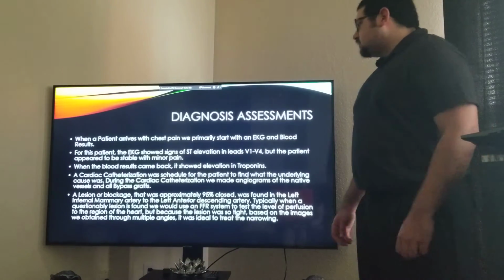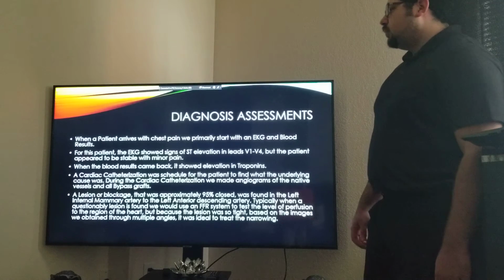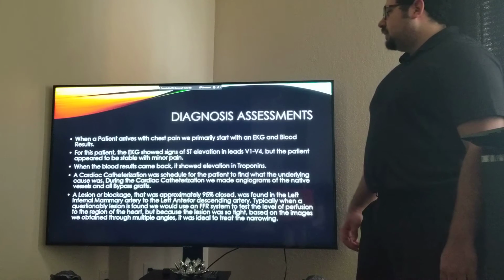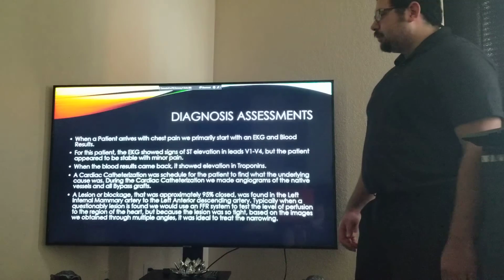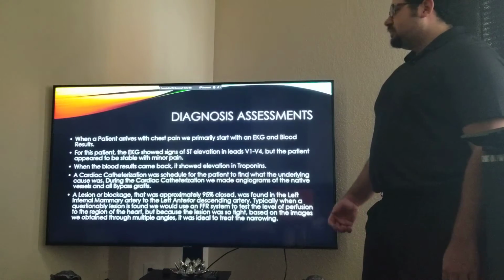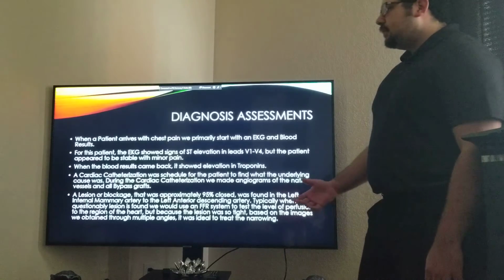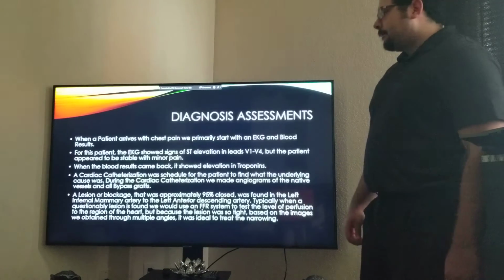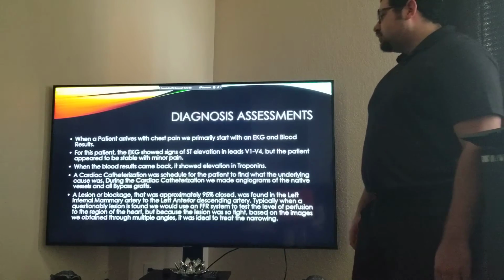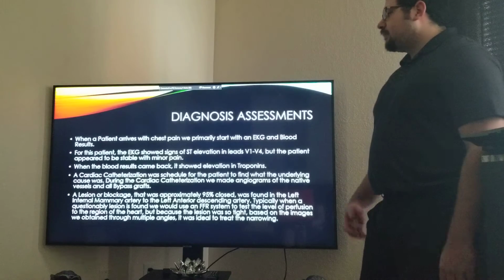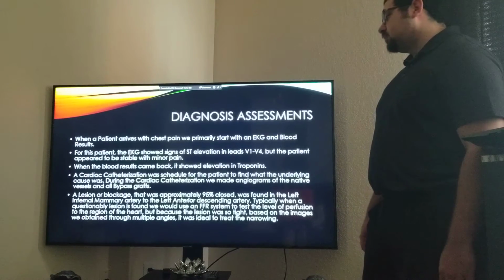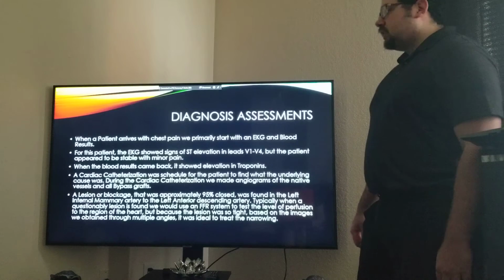So during the diagnosis assessments, when the patient arrived with chest pain, we primarily start with an EKG and blood results. For this patient, the EKG showed ST elevations in leads V1 through V4, but the patient appeared to be stable with minor pain. When the blood results came back, it showed elevation in troponins, so a cardiac catheterization was scheduled for the patient to find out what the underlying cause was.